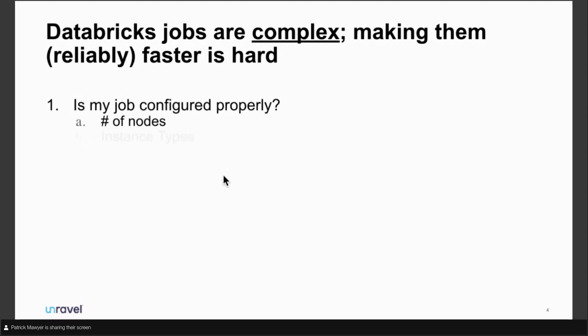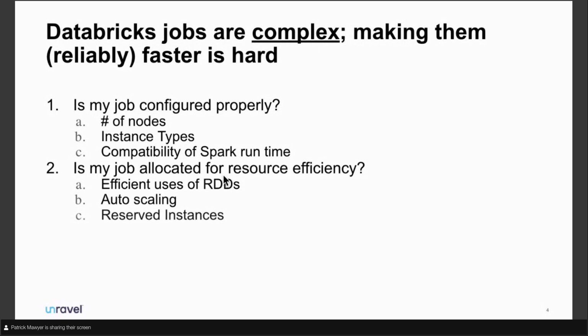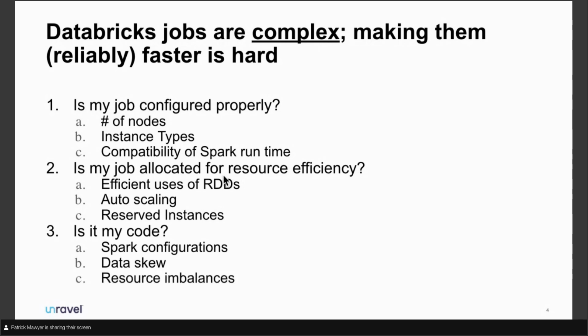Databricks jobs, they're complex. Making them reliably faster is hard. There's some questions you ask. Is my job configured properly? Considering the number of nodes for your cluster, the instance types that you want to use, the Spark runtime that you've coded for. Are you allocating resources efficiently, making efficient use of your RDDs, auto scaling? Perhaps, do you want to use reserved instances if you're doing, for example, something like an interactive cluster?